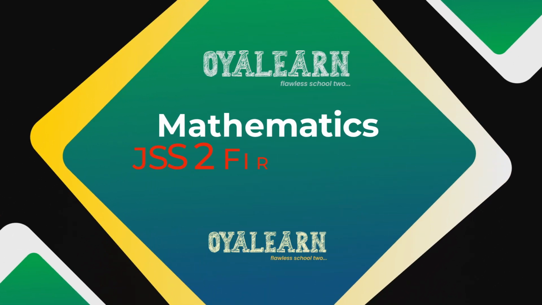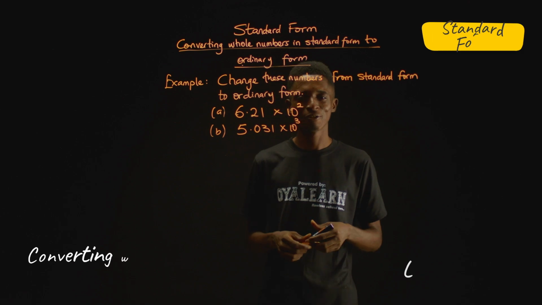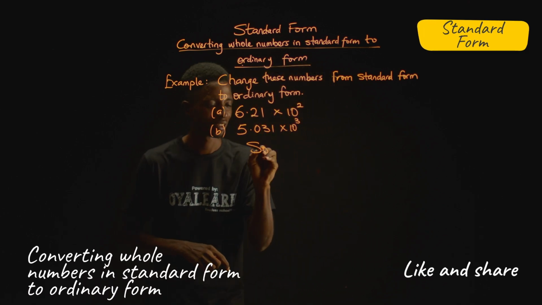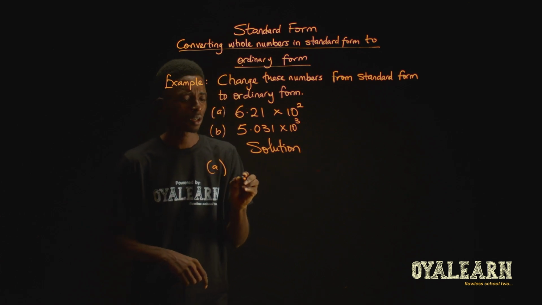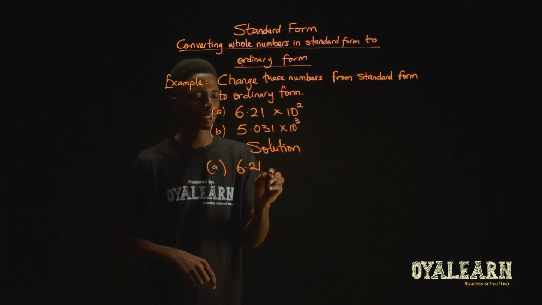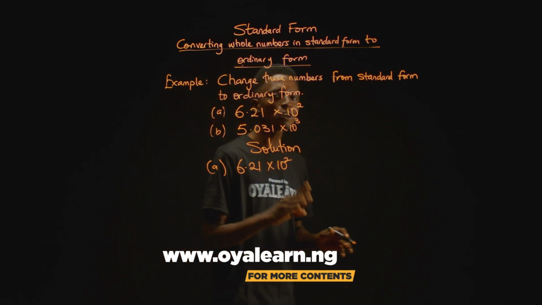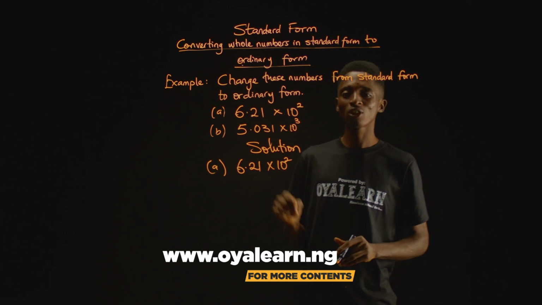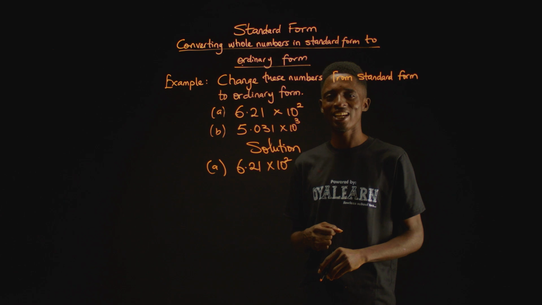Hello, let us change these numbers which are in standard form into their ordinary form. Solution. For question A, we have 6.21 multiplied by 10 raised to the power of 2. Now feel free to pause the video and then try this out yourself, then compare your answer with the solution gotten at the end of this video.